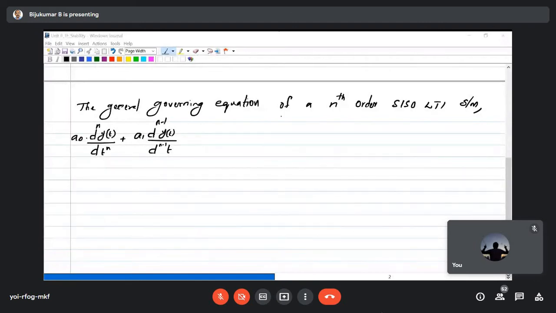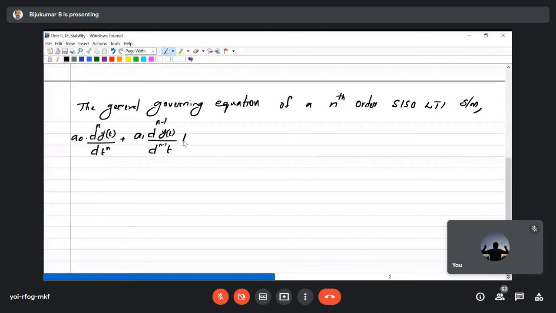So in general, we can write like this, etcetera, plus a n minus 1 d of y of t divided by dt, plus a n y of t. Where y of t is the output, and this is equal to, on the right side also, polynomials will be there.